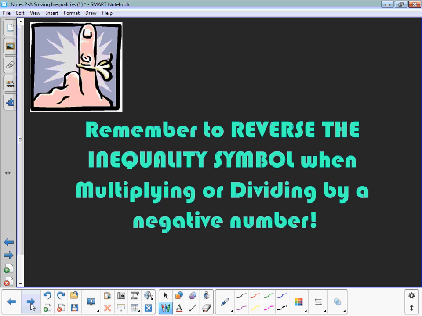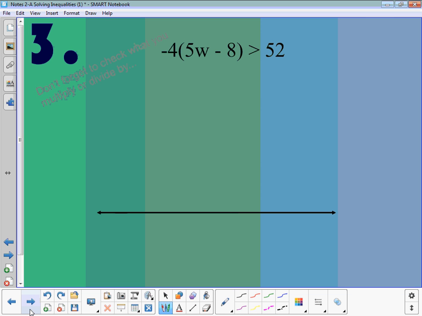So you see that little sentence right under your chart? Make sure you fill that out. It's really, really important. Whenever you multiply or divide by a negative number, you have to switch the symbol. Okay? Next, let's take a look at number 3.